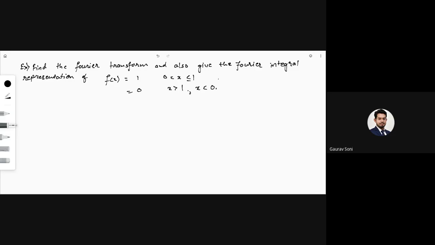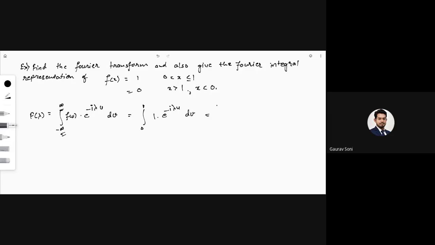So Fourier transform of this will be given by F of lambda is equal to integral minus infinity to plus infinity f of u e to the power minus i lambda u du. But even if the limits are from minus infinity to plus infinity, our function is not from minus infinity to plus infinity. Our function is from 0 to 1, otherwise it is 0. So I will take the values where it is non-zero: 0 to 1, 1 into e to the power minus i lambda u du.